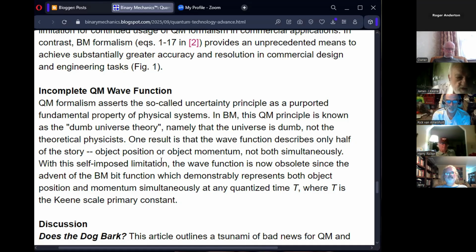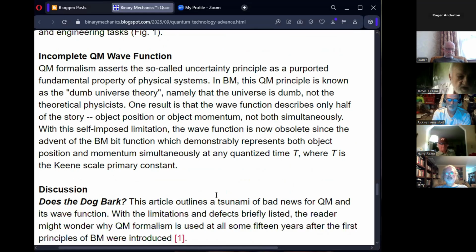With this self-imposed limitation, in other words, this is not Jim Keene saying you're limited. No, the quantum mechanics theorists themselves impose this limitation in their own work. Without this self-imposed limitation, the wave function is now obsolete since the advent of the binary mechanics bit function, which demonstrably represents, that's a whole nother talk. What is the demonstrably? How is that done? Represents both object position and momentum simultaneously at any quantized time t, where t is the Keene scale primary constant.